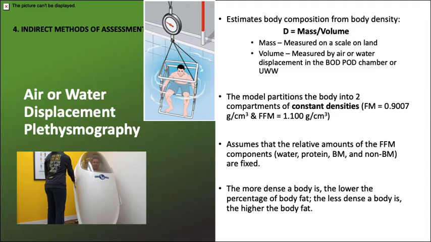This method also assumes that the relative amounts of fat-free mass components, the water, protein, bone mass, and non-bone mass, are fixed. And it also assumes that the more dense a body is, the lower the percentage of body fat. And the less dense a body is, the higher the body fat. And this is very influenced by the water content within your body. So if you arrive hydrated versus dehydrated, you could skew the results by upwards of 10%, which is pretty ridiculous. So this is why, as a practitioner, if you're going to be testing individuals with this method, you need to control their hydration beforehand.